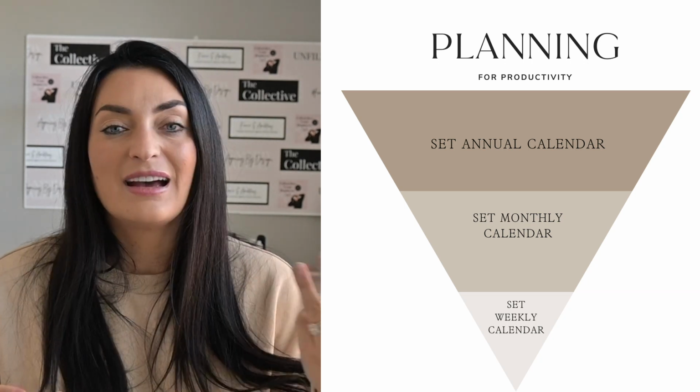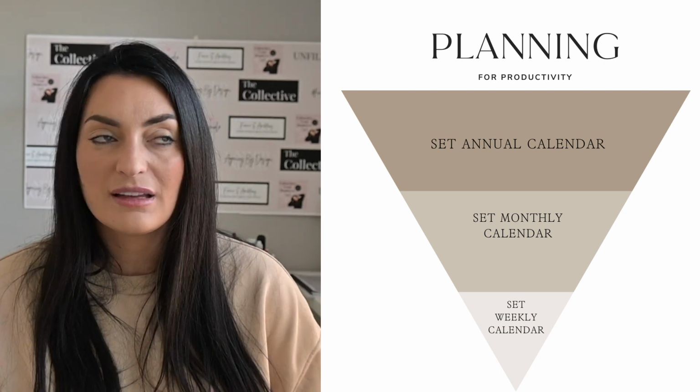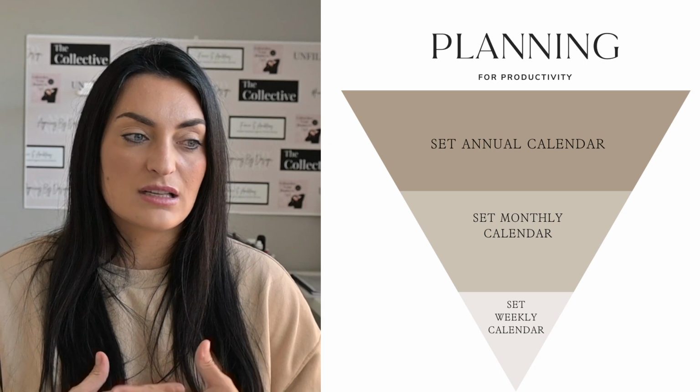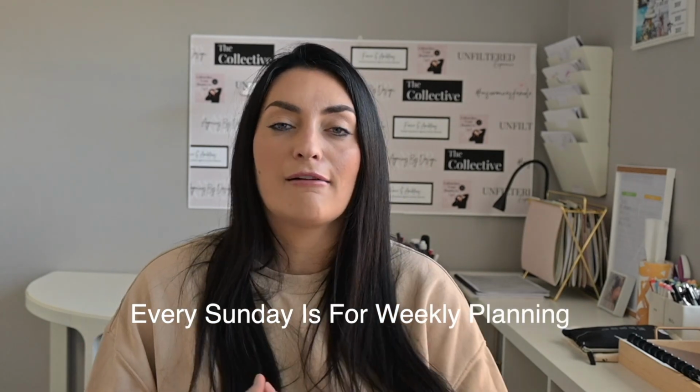I take a look at, again, anything that's coming down annual. Maybe there's some trips, maybe there's some birthdays, holidays, maybe there's some deadlines or things that need to be done within that month. I will then start doing my weekly planning every Sunday based off my monthly. So you can see that it starts with annual planning, then it goes to monthly planning, and then every single week I will reference back to my monthly and I will plan my week.